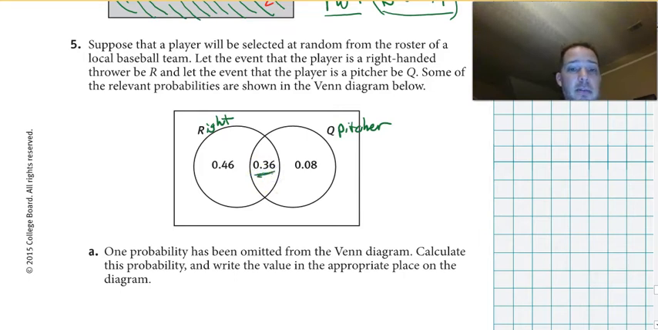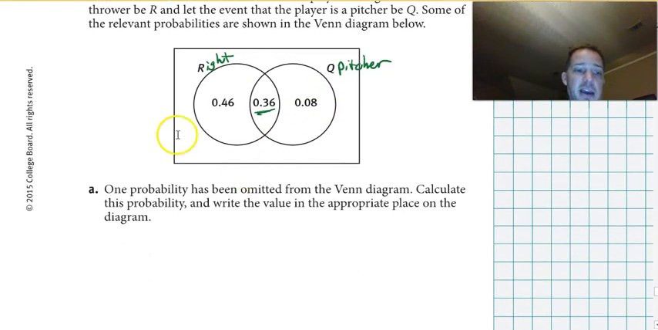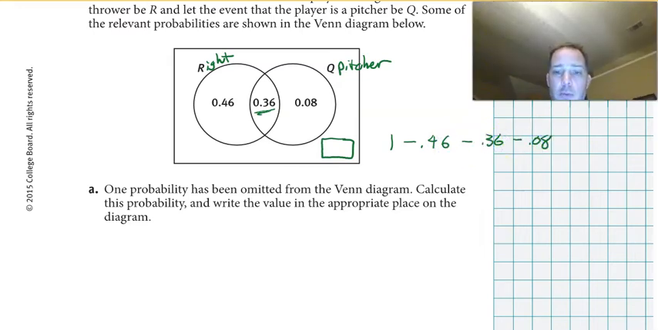All right, some of the relevant probabilities are shown in the diagram. Let's see what we can do here for 5A. One probability has been omitted from the Venn diagram. Calculate this probability. So let's figure out this one right here. How many of the players are not right-handed or pitchers? So 1 minus 0.46 minus 0.36 minus 0.08, and we get 0.1. So 1 minus 0.9 equals 0.1.